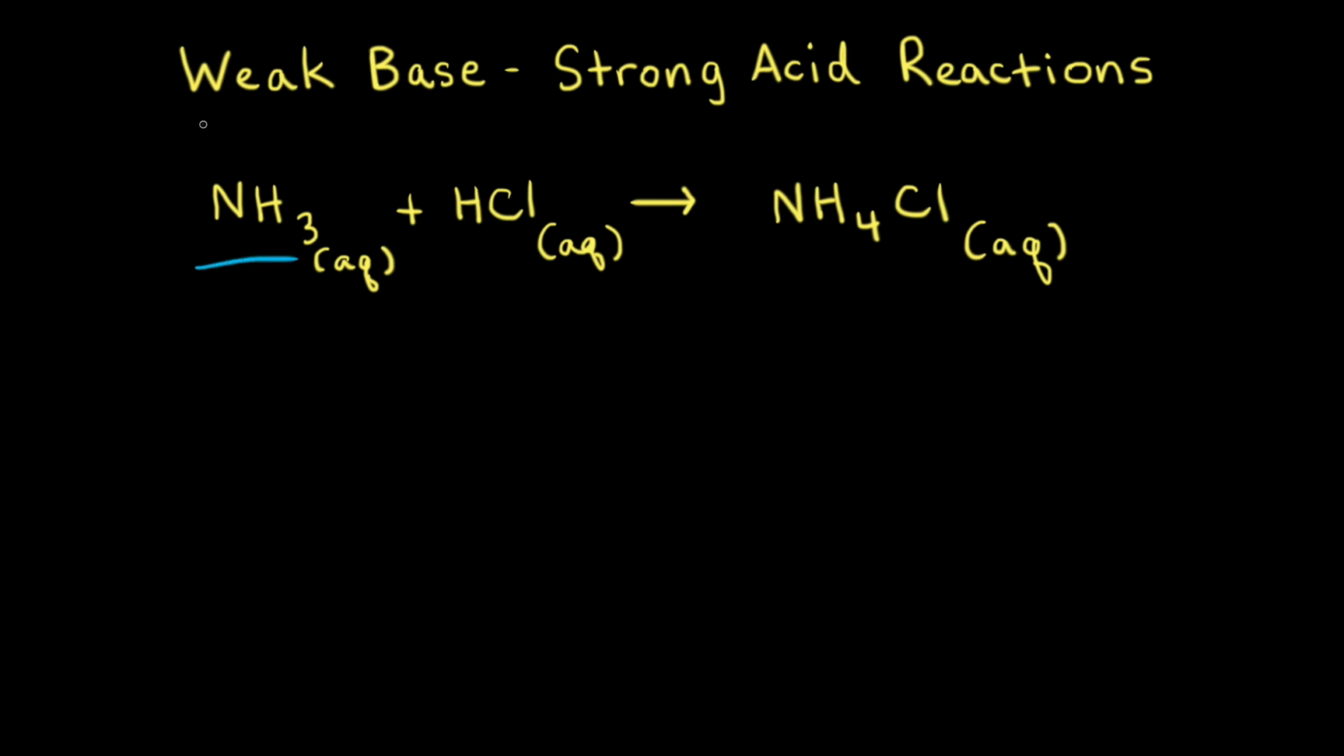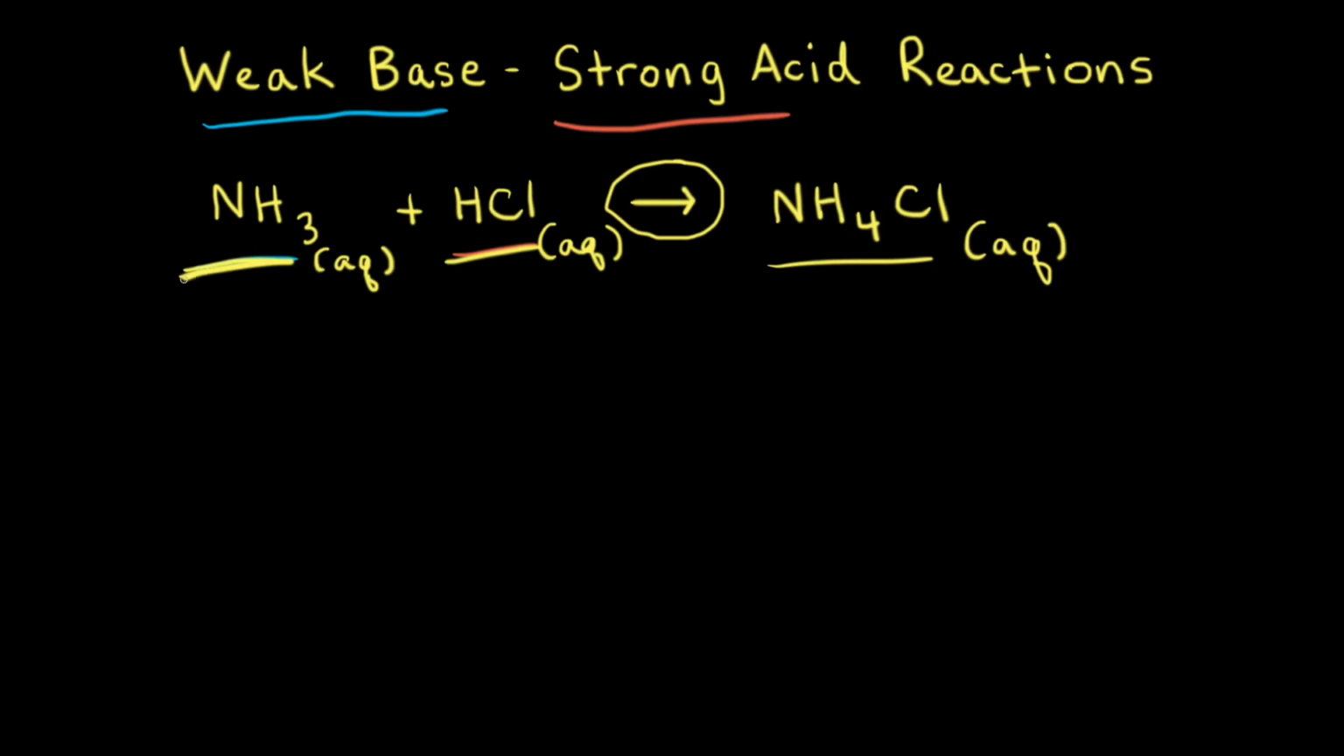Ammonia is an example of a weak base, and hydrochloric acid is an example of a strong acid. Ammonia reacts with hydrochloric acid to form an aqueous solution of ammonium chloride. And because this is an acid-base neutralization reaction, there's only a single arrow going to the right, indicating the reaction goes to completion. Next, let's write the overall or complete ionic equation.